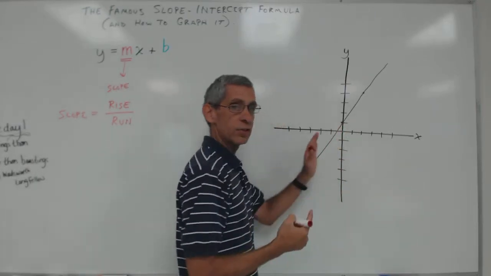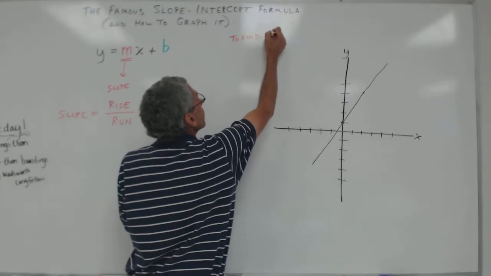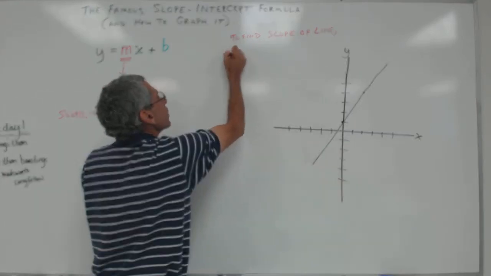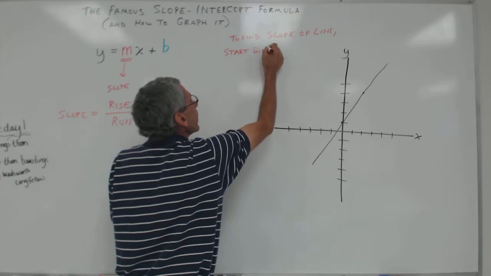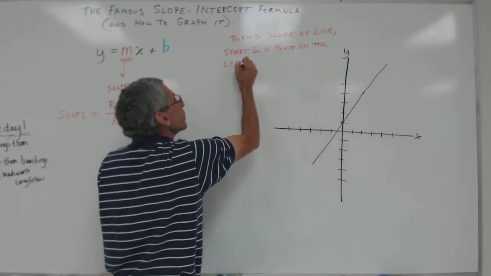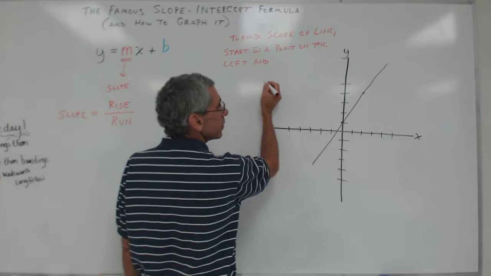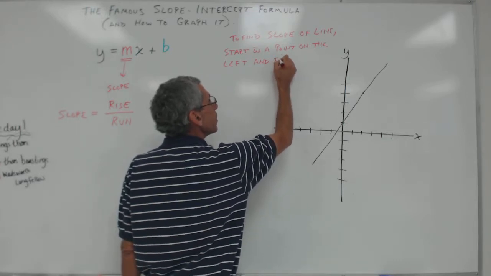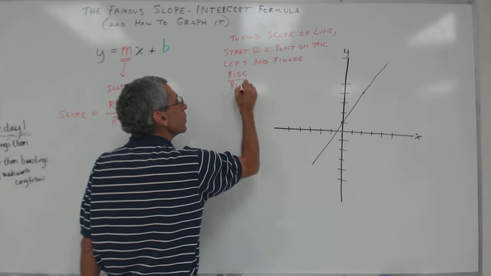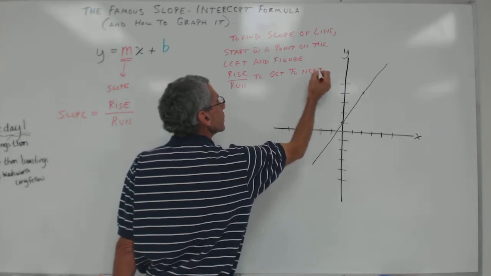Watch this. I always start on the point to the left, so that's important. To find the slope of a line, start with a point on the left, and figure out the rise over run to get to the next point. What does that mean? You'll know in a second.